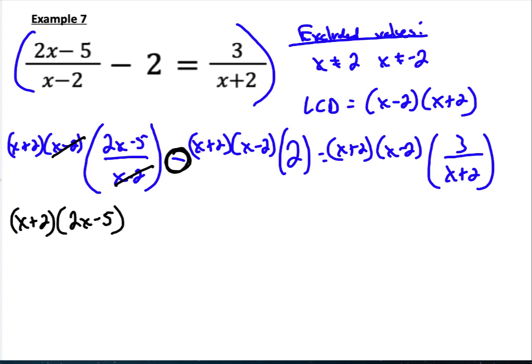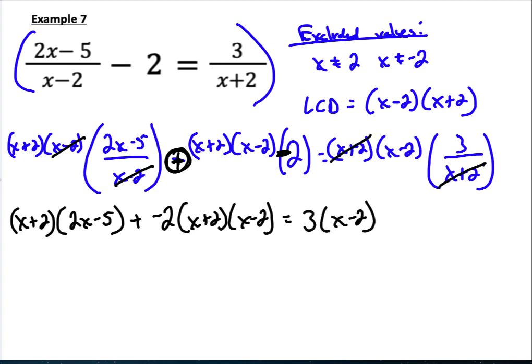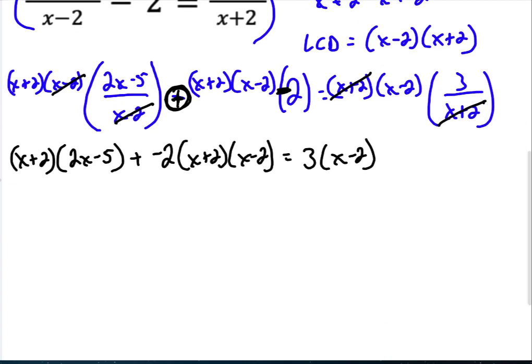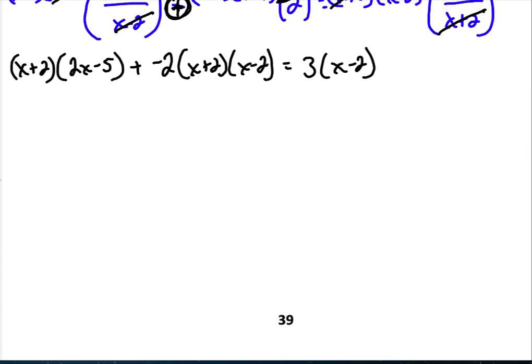We really want that negative to travel through the whole thing, so I'm going to change it to adding the opposite, and I'm going to put the negative on that 2. So this is really negative 2 times x plus 2 times x minus 2. And then the other side, my x plus 2 cancels out, and I have 3 times x minus 2. Okay. Now it's just a whole lot of math.